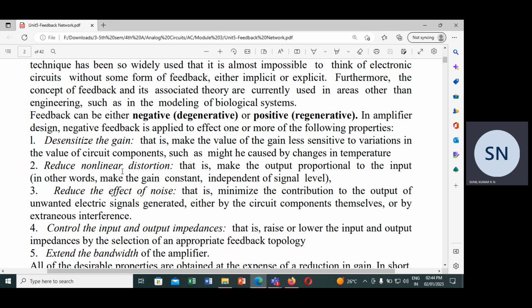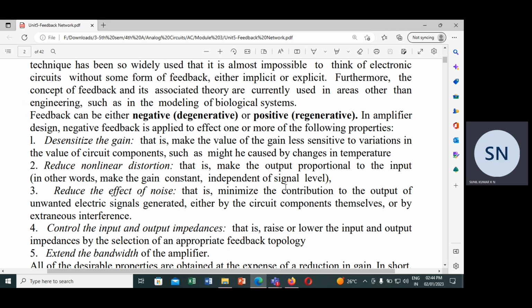So this is the non-linear distortion. By employing negative feedback, the system will become more linear. In other words, it makes the gain constant, independent of the signal level. That means the gain as well as output and input will be almost constant, so that you will have a linear behavior in the graph when you employ negative feedback.